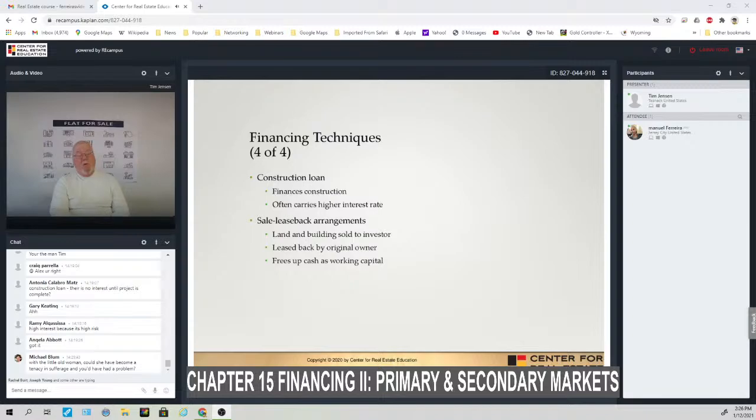So understand when doing this, have an attorney write up the agreement so that repossession is guaranteed to the buyer and the tenant must vacate according to the agreement. Good point.